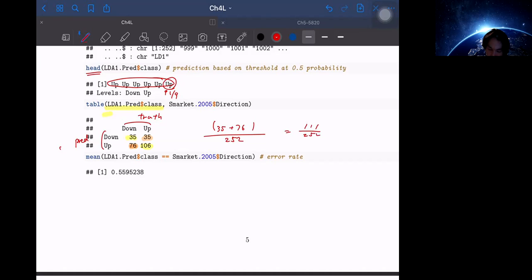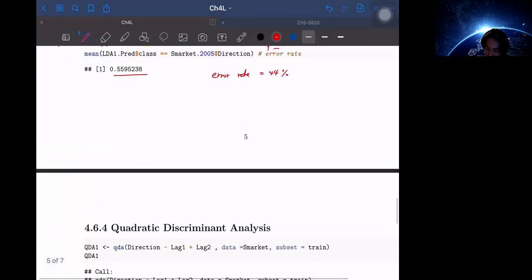So error rate is certainly smaller. Sorry, so this is 1 minus error rate. So 56% correct, and the error rate is 44%. That is good for stock market prediction.